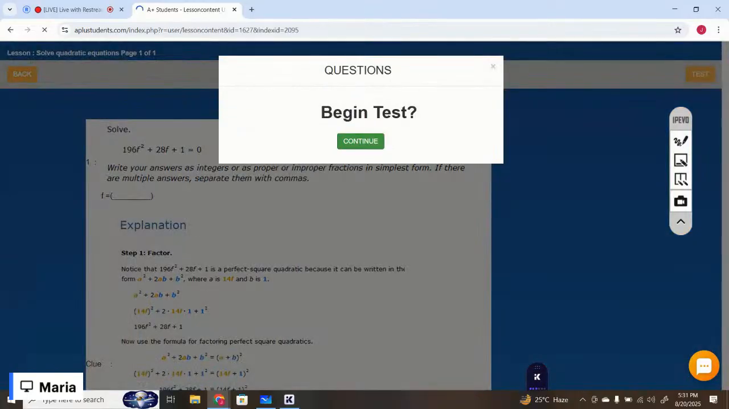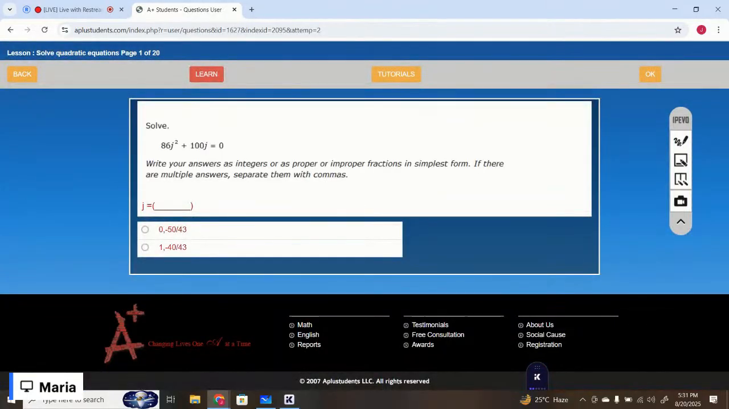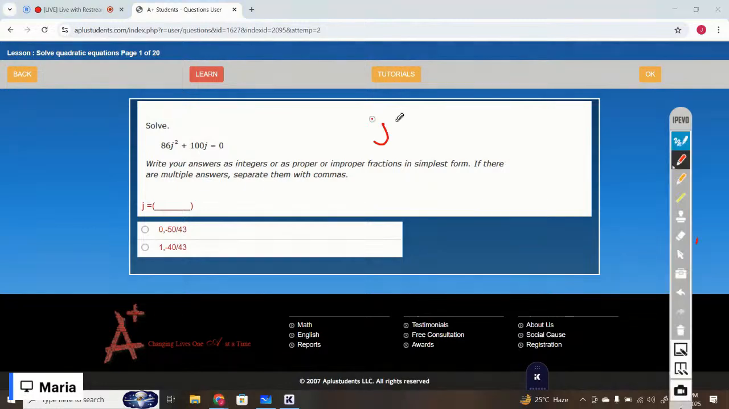Let's just start with the test questions. 86j square plus 100j equals 0. So let's just take common j. Then that would be j times (86j plus 100).